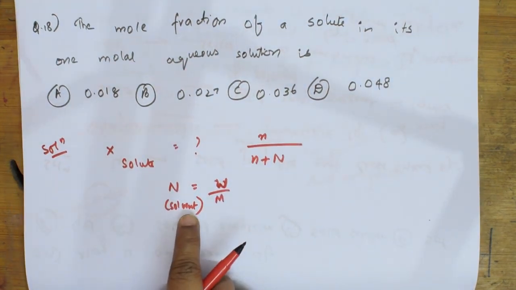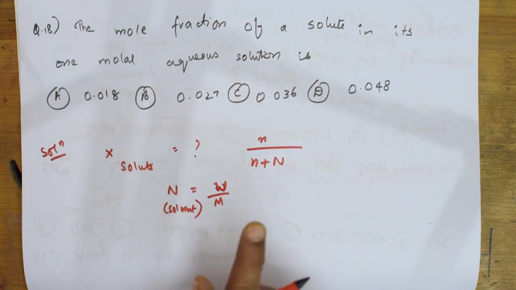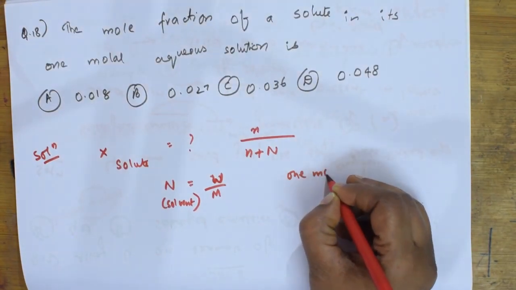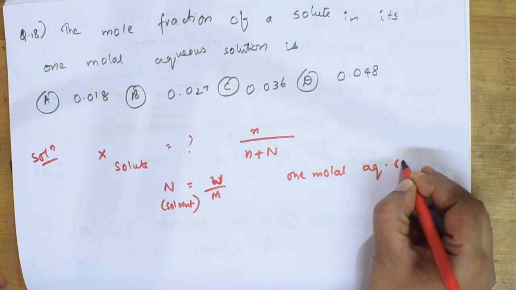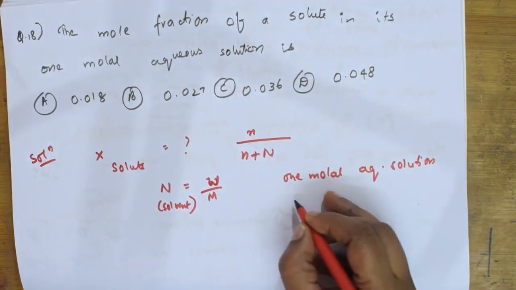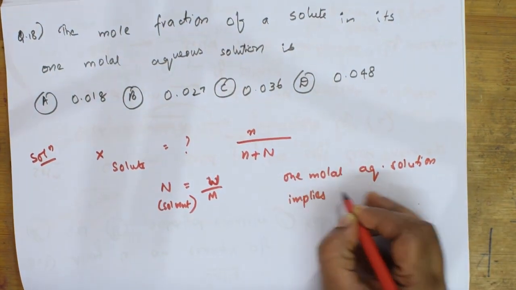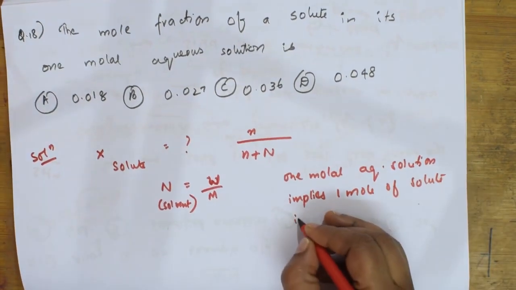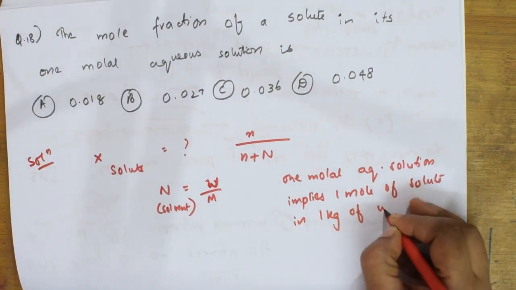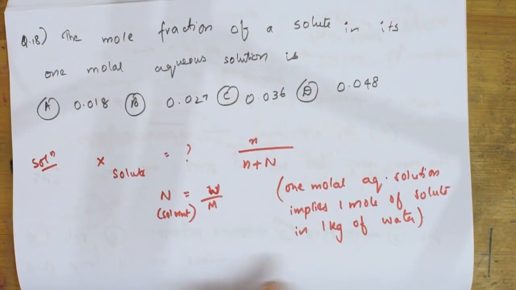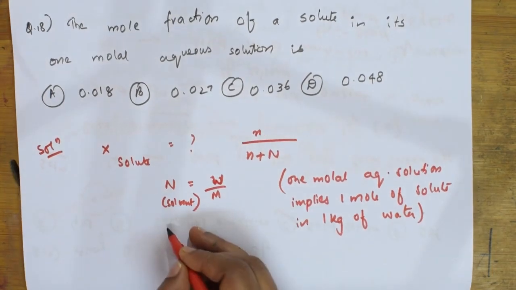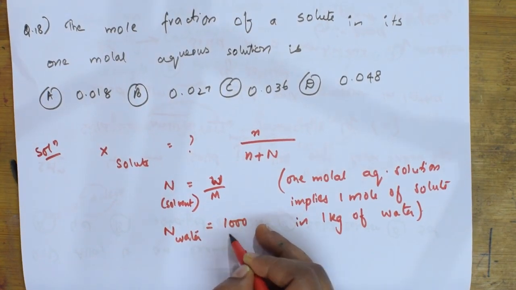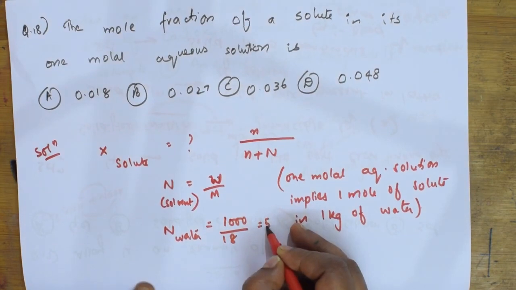So here what is the solvent? This is 1 molar aqueous solution. What is 1 molar aqueous solution? 1 molar aqueous solution implies 1 mole of solute in 1 kg of water. Right? Let's try this. N of water is equal to 1000 by 18, which is equal to 55.55.